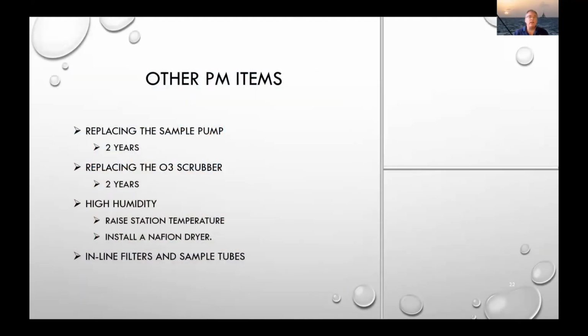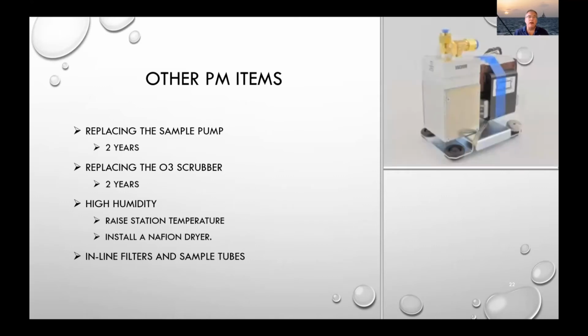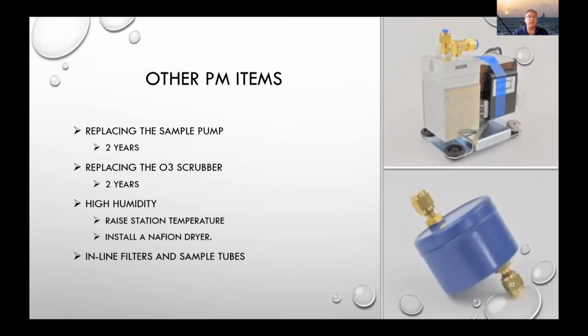I want to speak about a few more preventive maintenance items. First of all, you want to replace your sample pump about every 2 years. Don't wait for it to fail. At the same time, it's good to replace your ozone scrubber about every 2 years.